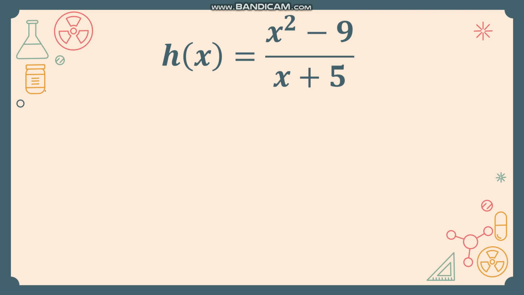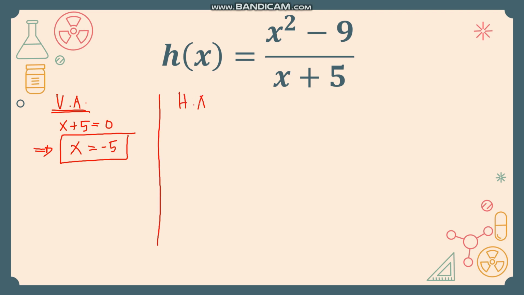And for our next example, let's have h of x equals x squared minus 9 all over x plus 5. So let's start with the vertical asymptotes. So for the vertical asymptote, again, you just have to equate the denominator to 0. So that will be x plus 5 equals 0, or x is equal to negative 5. So x equals negative 5 is the vertical asymptote of this given rational function.